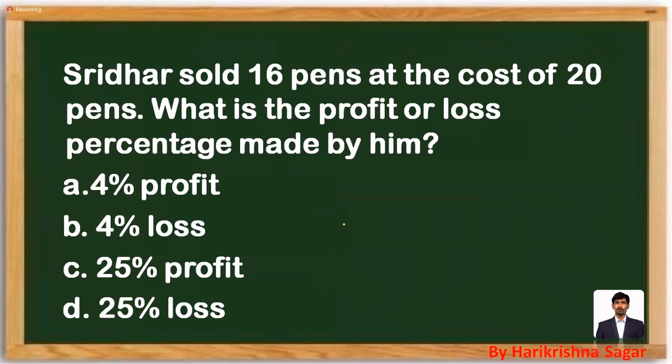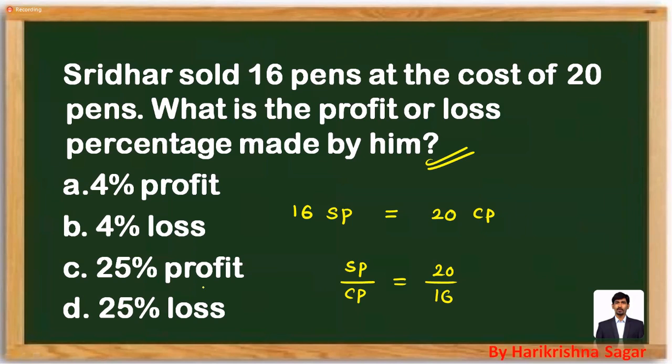The data which is given: Sridhar sold 16 pens at the cost of 20 pens. That means 16 pens selling price is equal to 20 pens cost price. So what is the percentage profit or loss made by him is the question. Sridhar sold 16 pens at the cost of 20 pens. That means we can say selling price divided by cost price will be equal to 20 by 16.